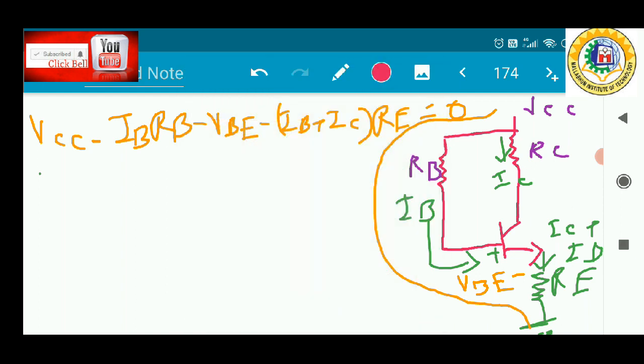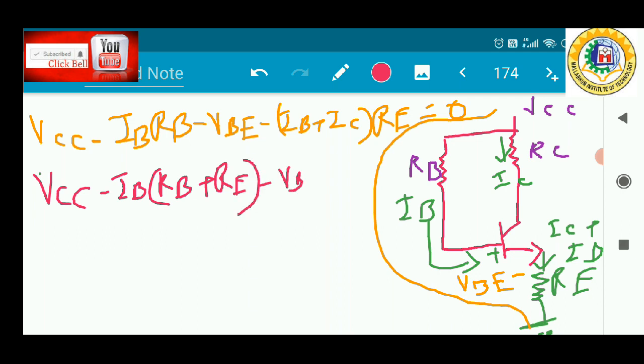Now if we rearrange the equation, it looks like this: VCC minus IB times (RB plus RE) minus VBE minus ICRE equal to 0. So this is the equation after rearranging all the terms.